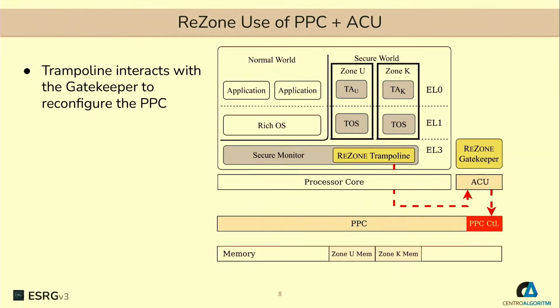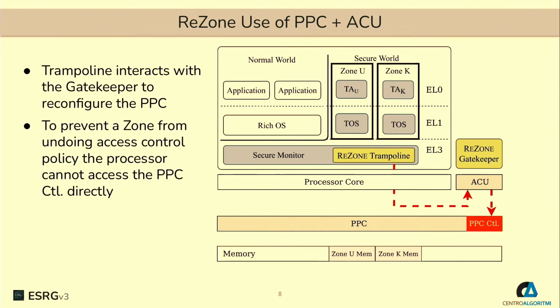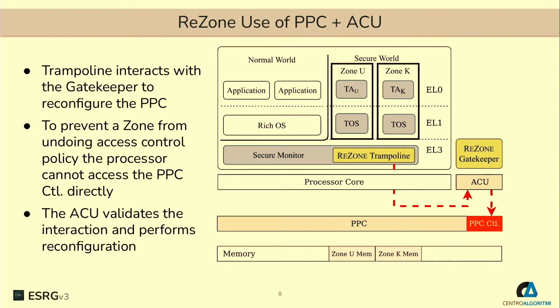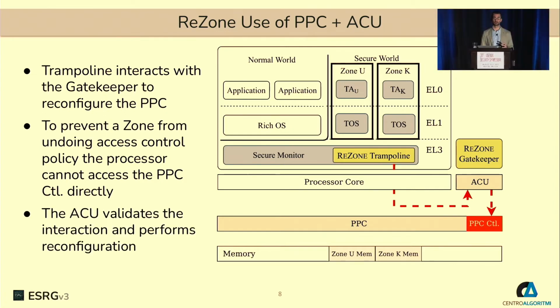On a zone entry, the trampoline coordinates with the gatekeeper to securely reconfigure the PPC. Again, we don't want the processor core accessing the PPC controller directly. And so the gatekeeper will actually validate interactions from the trampoline and reconfigure the PPC on its behalf.